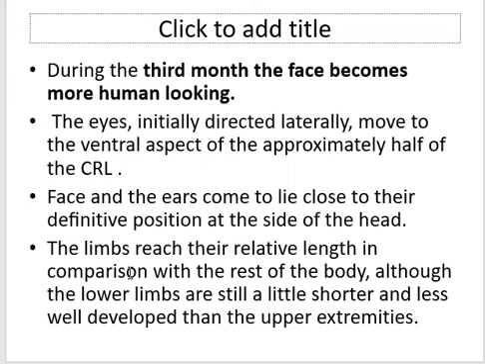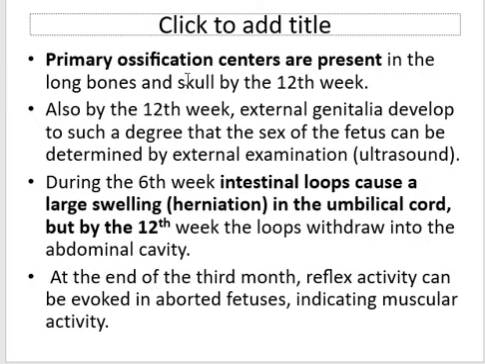So, both limbs reach their relative length in comparison with the rest of the body. So these are the changes which are occurring during the third month of development. Primary ossification centers are also present in the long bones and skull by the 12th week. Also by the 12th week, external genitalia develop to such a degree that the sex of the fetus can be determined by external examination.